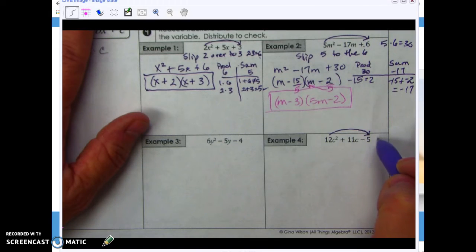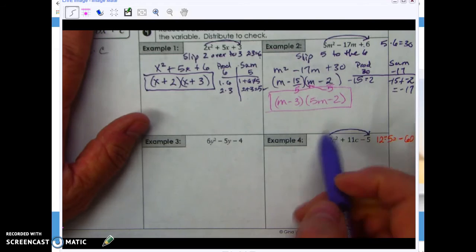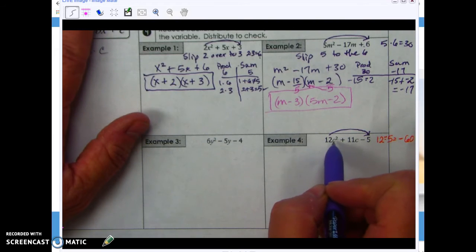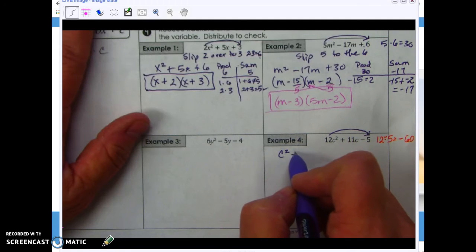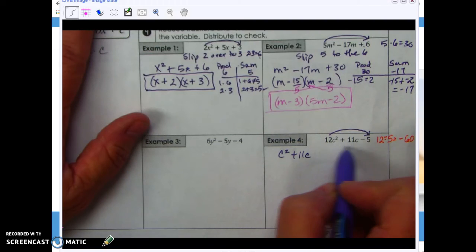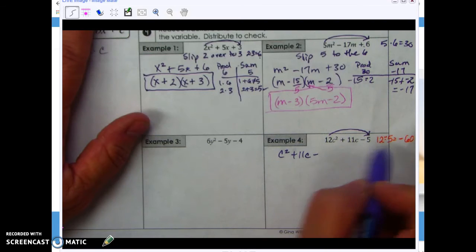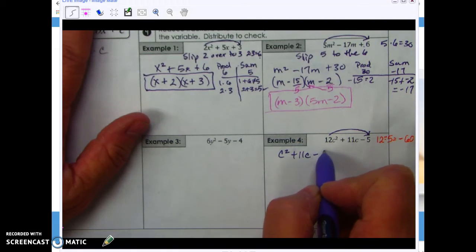So we're going to do 12 times negative 5, which is going to give us negative 60. That will be our new C when we factor. So our next line down is, we no longer have a 12 in front of the C squared. So it is just going to be C squared plus 11C, nothing changed there, minus the 12 times 5, negative 60.